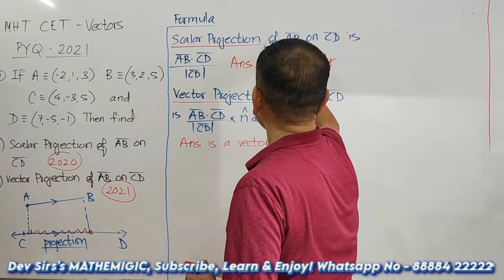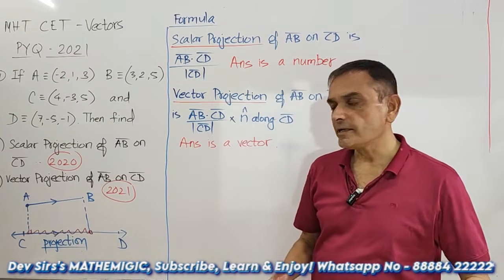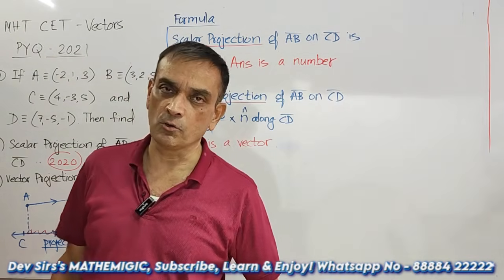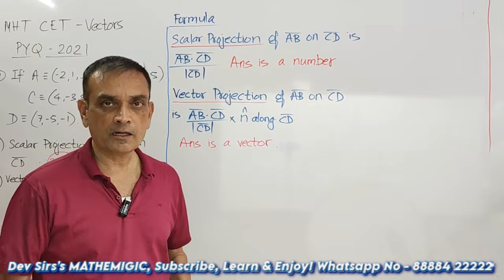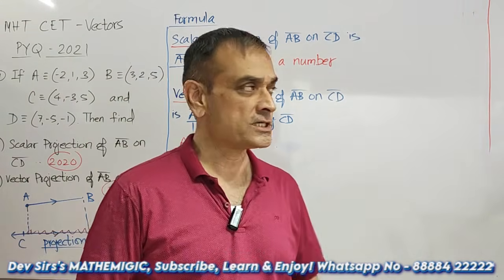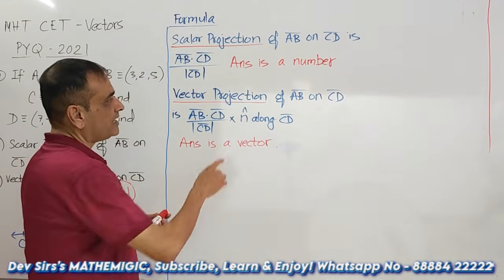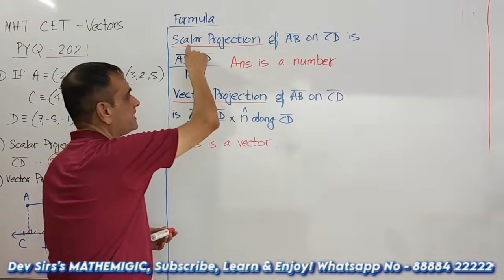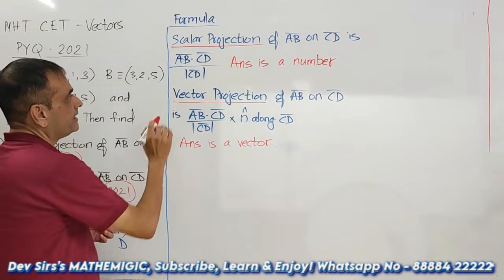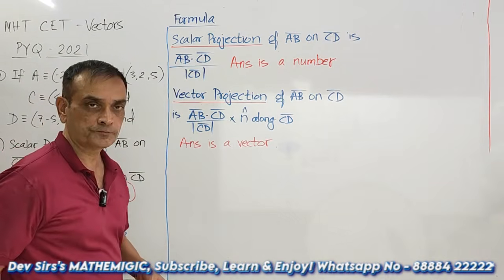Scalar projection of AB on CD. That means it has a certain value. This shadow has a certain value. Either it is a scalar or it is a vector. So there are two types of projections. First is scalar projection, where the answer is a number. Scalar यानी क्या? Number. तो उसके लिए फॉर्मूला क्या है? AB dot CD upon magnitude of CD. Okay?